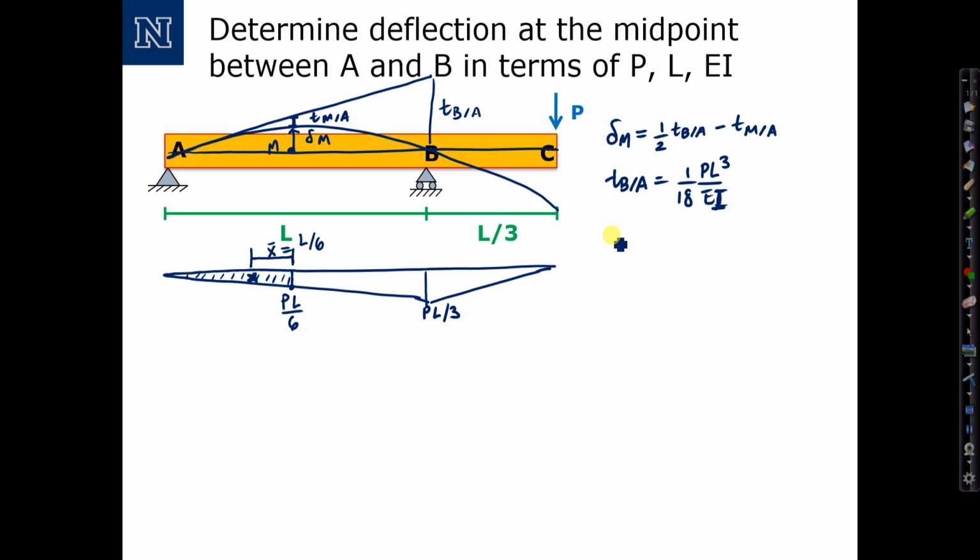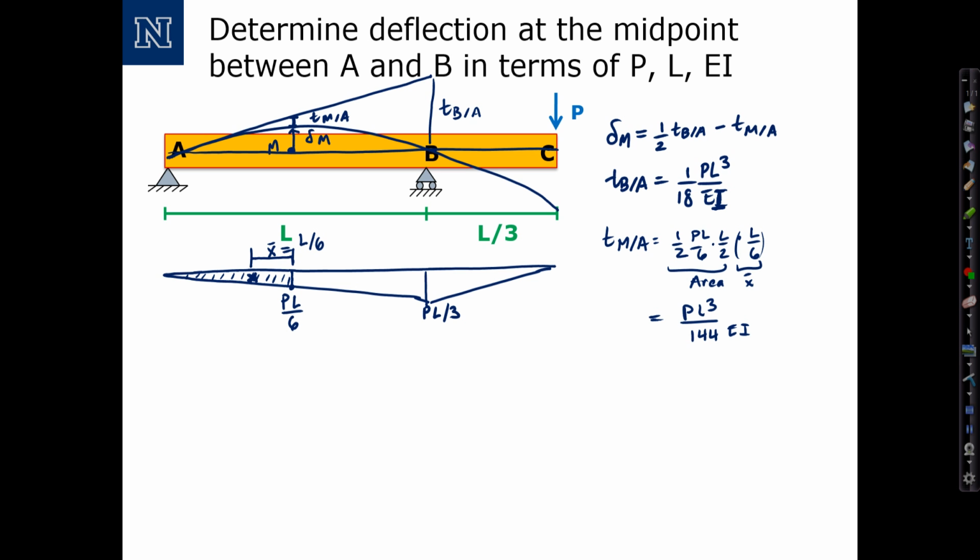which would be equal to L over 6. Okay, so now we can calculate T at M with respect to A, and we'll take the area 1/2 PL over 6 times L over 2, and then we'll take the L over 6 times the centroidal distance. So this is area, and this is x bar. Okay, this computes to PL cubed over 2 times 6 is 12 times 12, 144. And let me, before I forget, add in the EI. Okay, so those are the magnitudes.